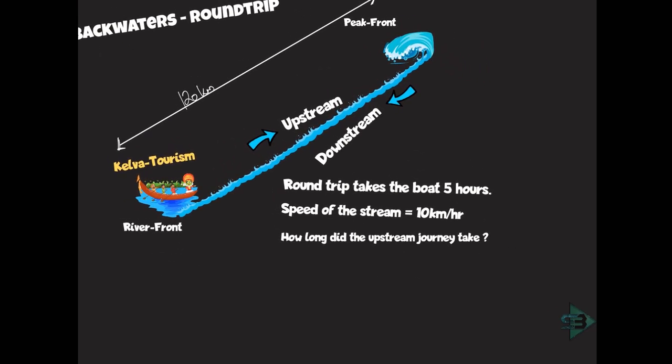So I'll start now. First, the round trip takes 5 hours. So total time is equal to time for upstream plus time for downstream. Total time is 5 hours. This 5 hours is equal to upstream time plus downstream time. So upstream, what is the distance traveled? 120. What will be the upstream speed? That will be equal to B minus S. But S is already given to me as 10 kilometer per hour. The speed of the stream is 10 kilometer per hour. So I'll write it here as B minus 10.